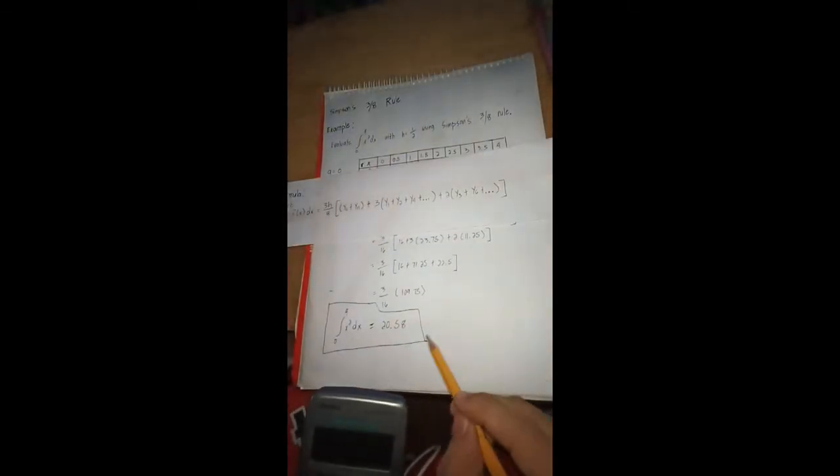109.75. Times natin dito 3 over 16. Sorry, round it. Times 109.7. Yung magiging sagot, 20.58. Ito ang ating sagot. Integral of 0 to 4 x squared dx is equals to 20.58. Yun yung ating unang example.